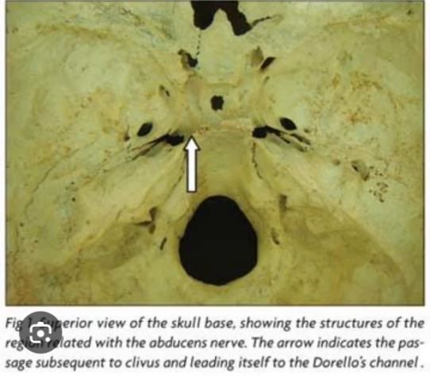Function. Dorello's canal allows for passage of the abducens nerve and the inferior petrosal sinus as they travel to merge with the cavernous sinus. Clinical significance. Dorello's canal can entrap the abducens nerve after cranial trauma.